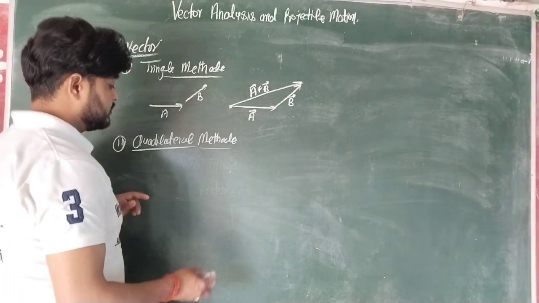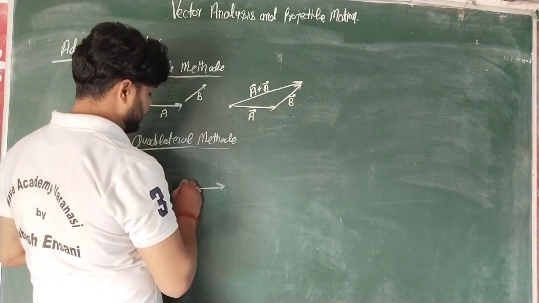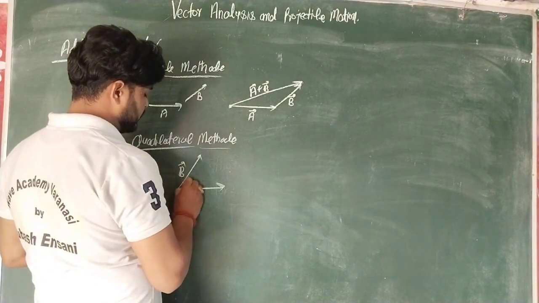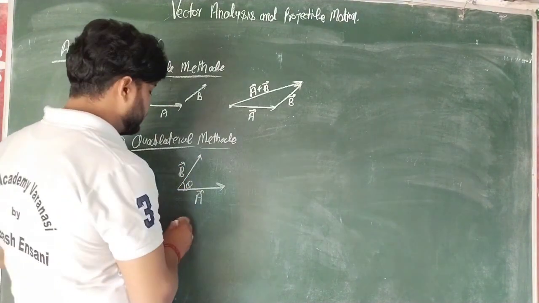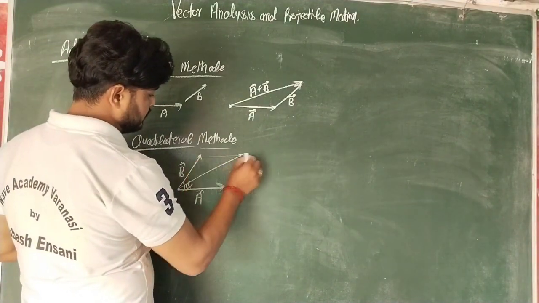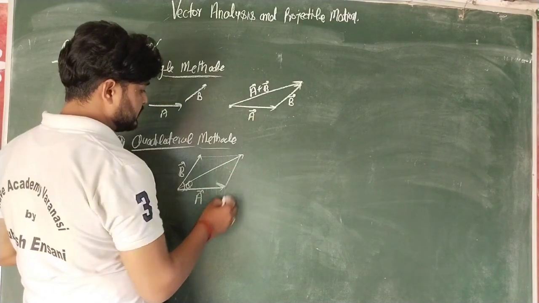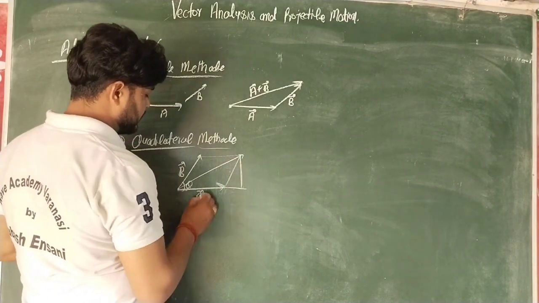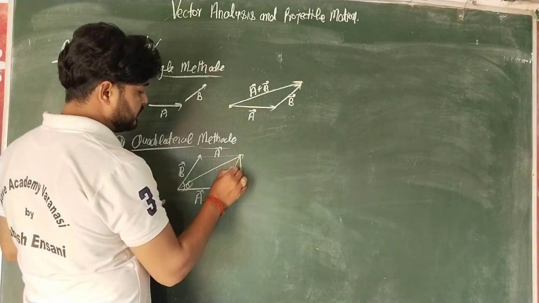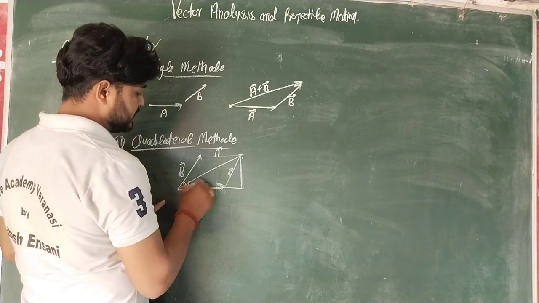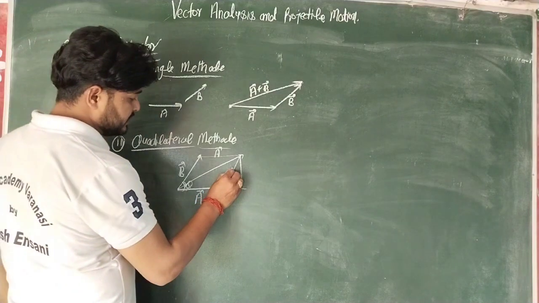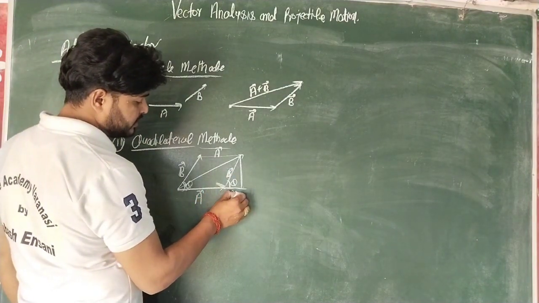In this method, suppose there are two vectors A and B given at an angle of theta. The resultant of A and B is represented by the diagonal of A and B, and we can find its result like this. When vector is A, that will be also A. Suppose that is B and that will also be B, that is theta. Suppose that is the B, it will be B cos theta.